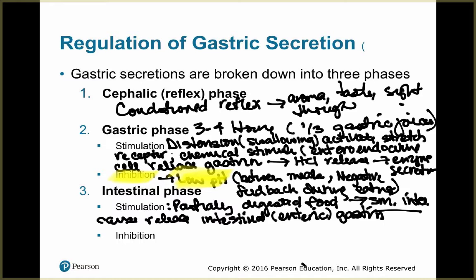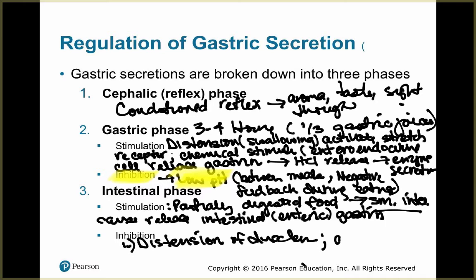Now, when do we stop this? When in the intestinal phase, what inhibits this? There's four main factors in the duodenum, that area that it hits right after it gets out of the stomach, that causes inhibition of gastric secretions. The first is the distension of the duodenum. So this is basically the stretching of the duodenum, and this is due to the chyme actually entering it.